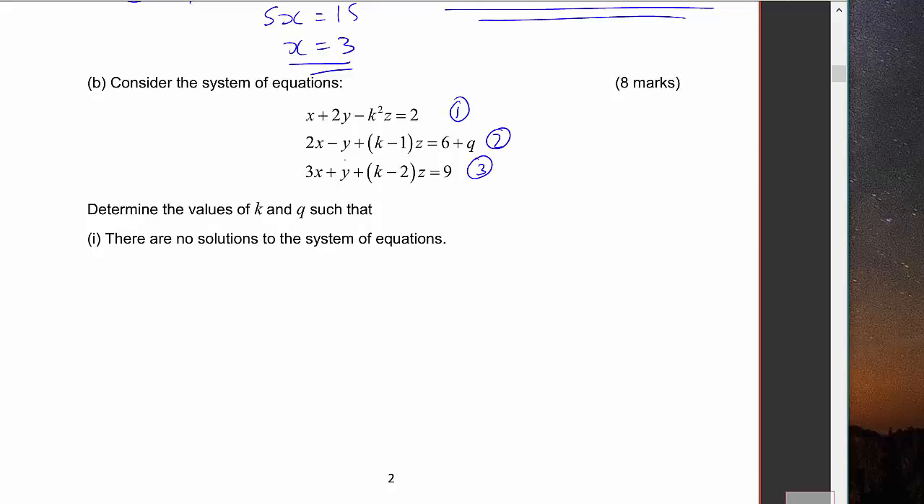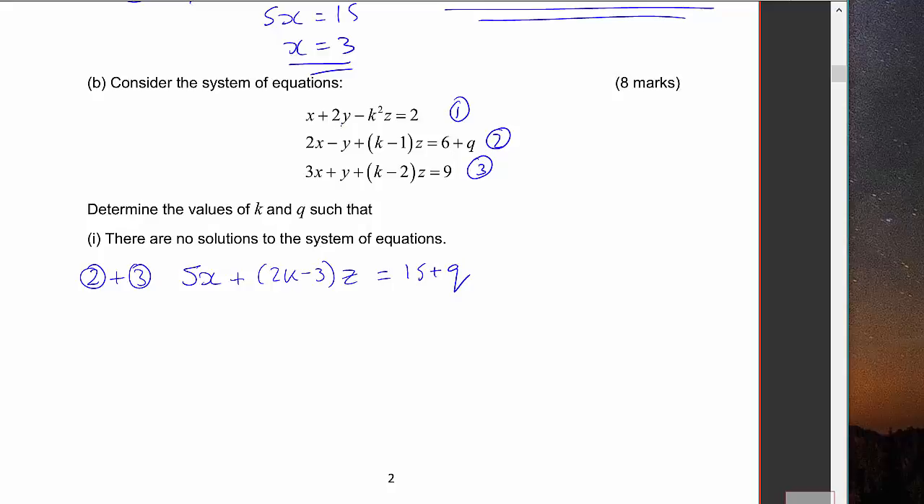And once again, look at the y's. So I can do equation 2, add equation 3. And that's going to give me 5x's. The y's are going to go. And let's think about the z's. So if we're adding these, that's going to be 2k take away 3. So I'm going to have 2k minus 3 z's. And that's going to give me 15 plus q.